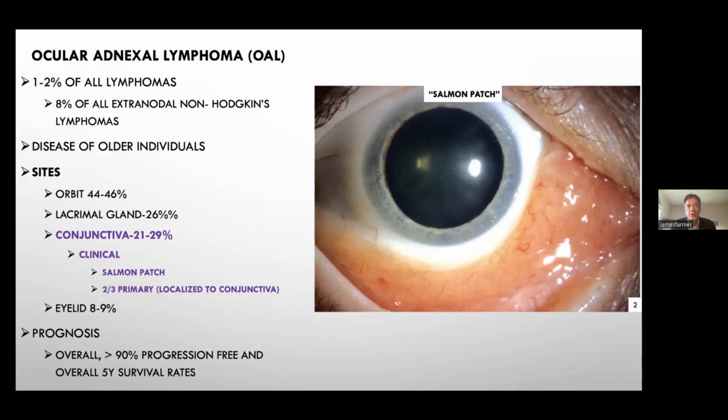The ocular adnexal lymphomas are about 1 to 2% of all human lymphomas. They're 8% of extranodal non-Hodgkin's lymphomas. Hodgkin's disease in the surface of the eye is rare to almost never been reported. In the orbit, it's incredibly rare. It's a disease of people in their 6th and 7th decade. It occurs in all sites, but most commonly in the orbit, lacrimal gland, and then conjunctiva, where it presents as a salmon patch. Most often it's localized to the conjunctiva and not associated with systemic lymphoma. Overall, these have a very good 5-year survival and 90% progression-free rates.